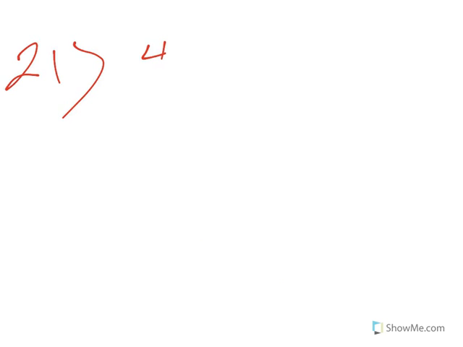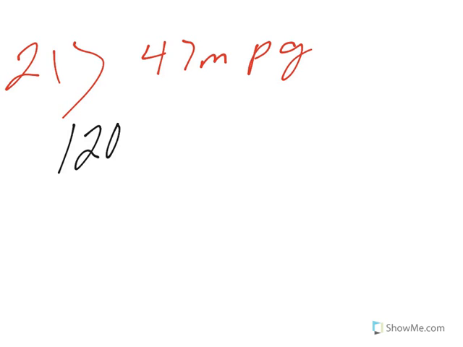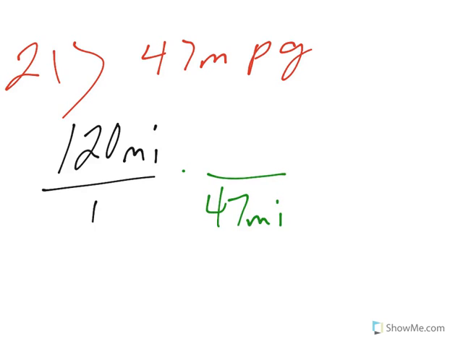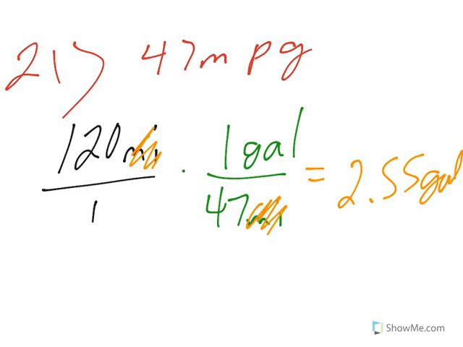Your Ford Fusion gets 47 miles per gallon. How much fuel? Okay, we know we're doing the same trip. 120 miles is our starting point. Your vehicle gets 47 miles per gallon, so 47 miles per 1 gallon of gas. That puts you in gallons. And the question is, how much fuel will it take? We do this math and we come up with approximately 2.55 gallons.